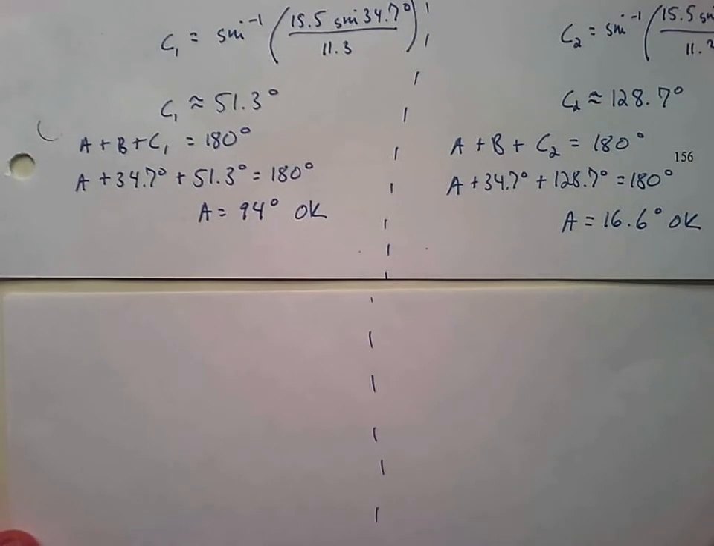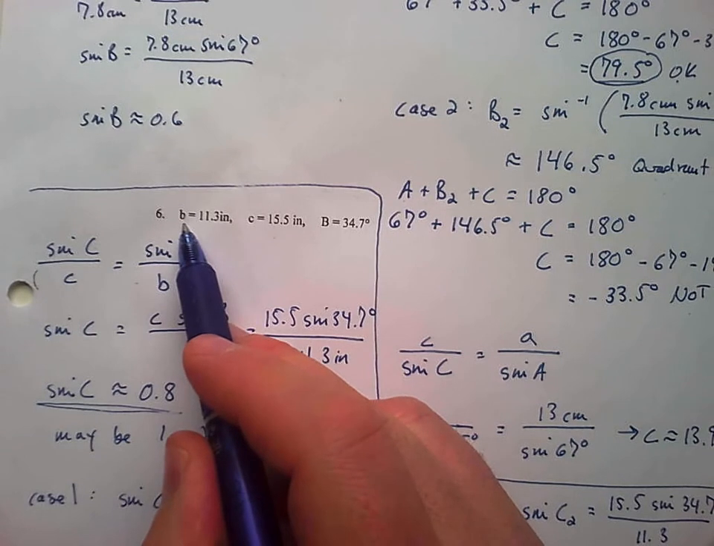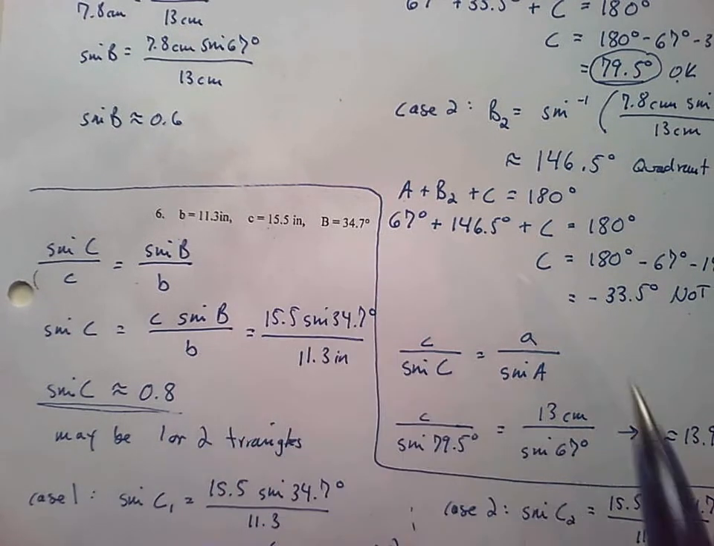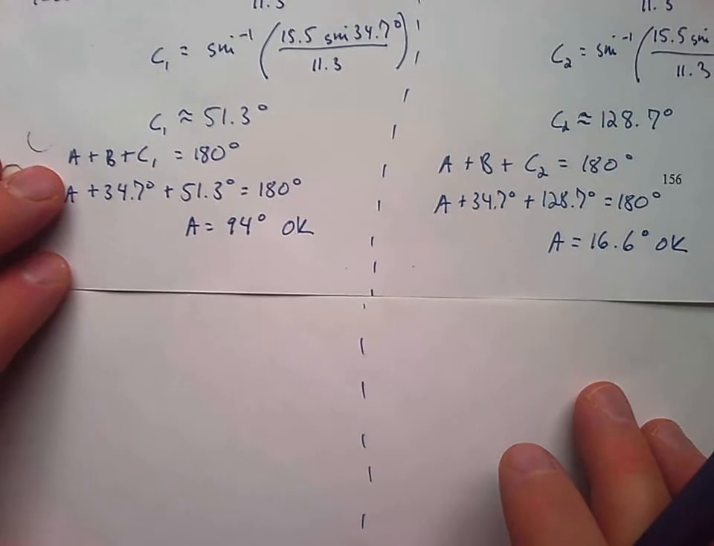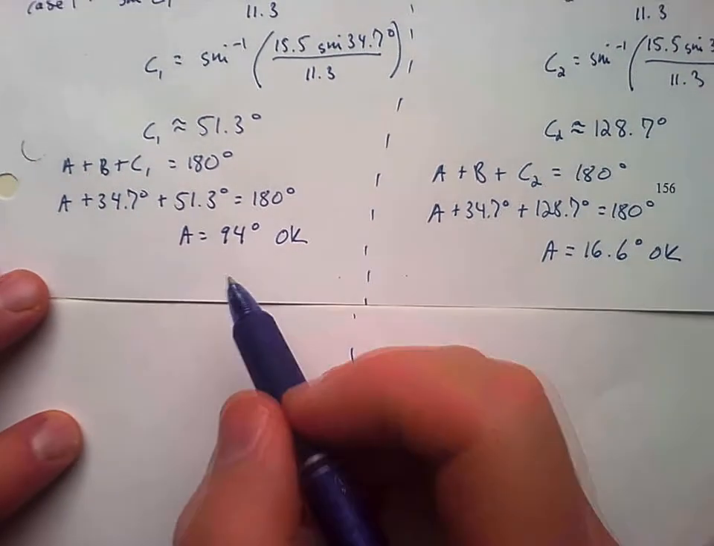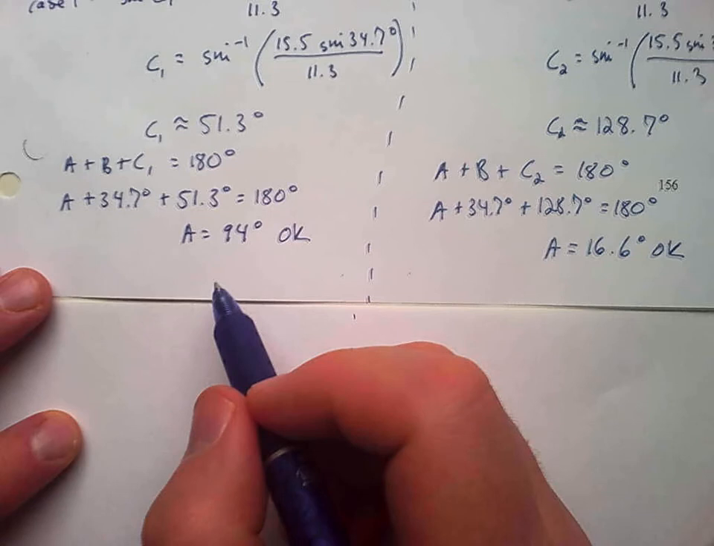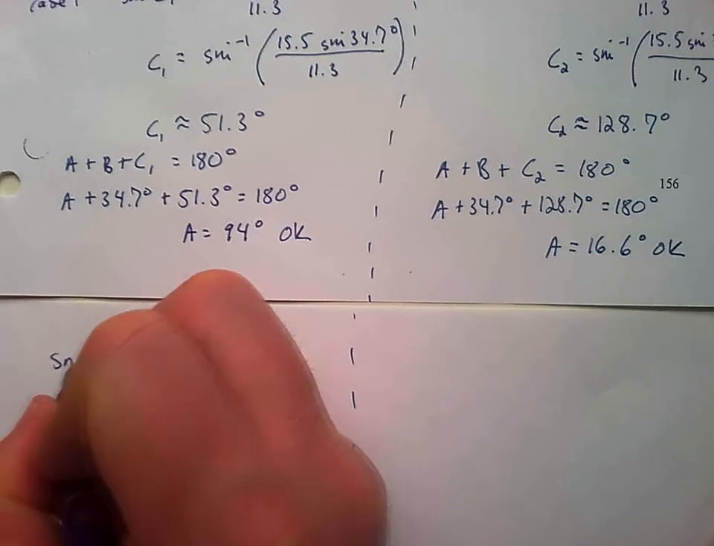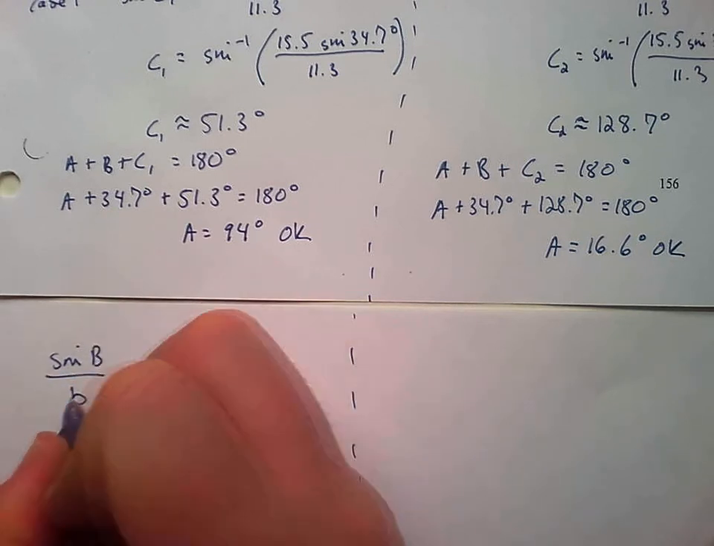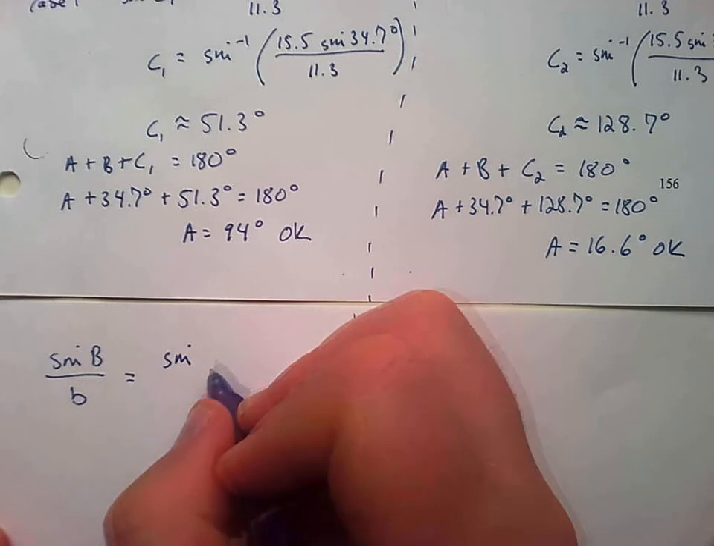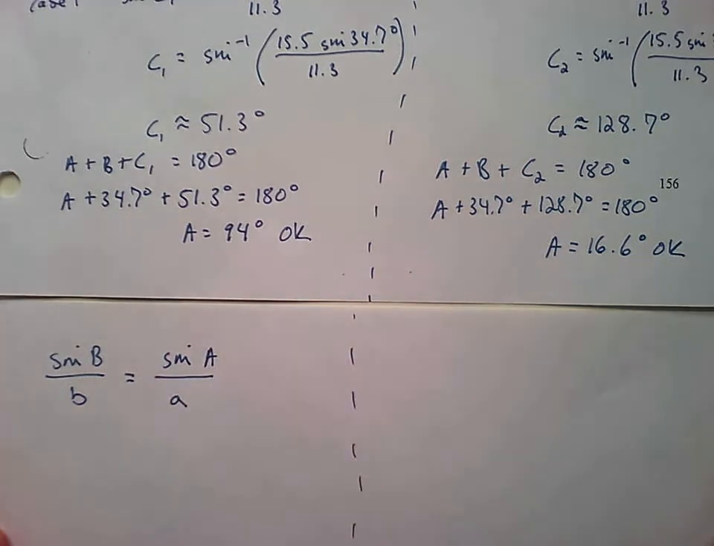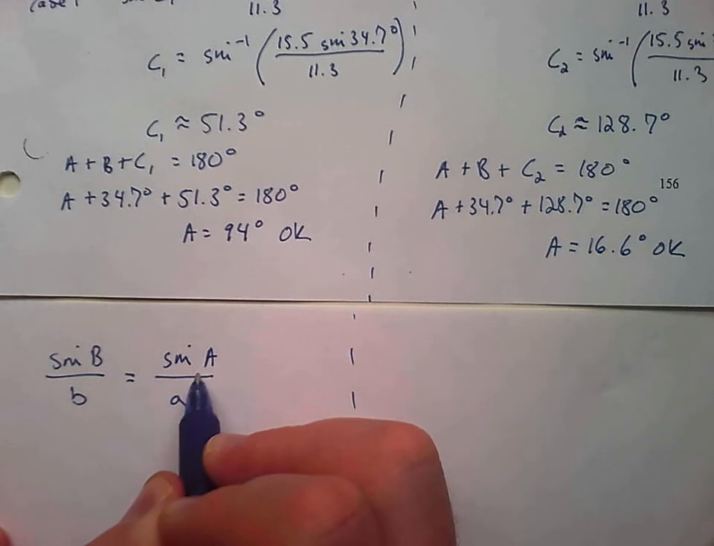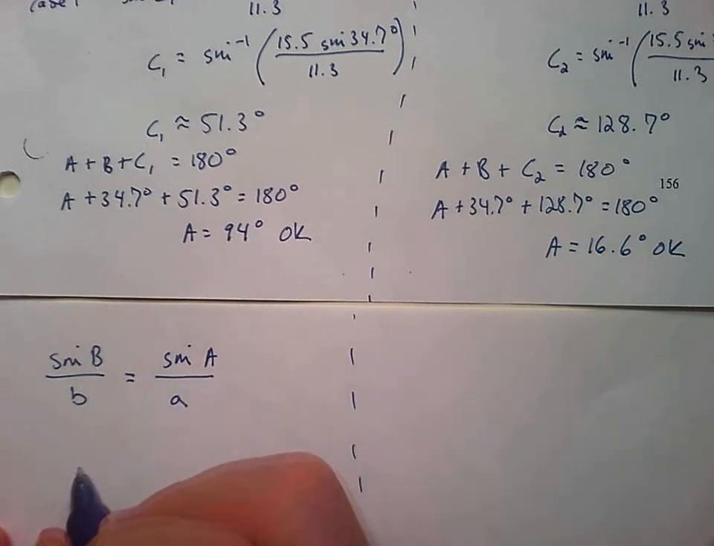In case number 1, what we can have now is we already know the sides of B, and we already know side C and angle B. So what we still need to do now is we can say, okay, if we have the sine of B over B, this now needs to be equal to the sine of A over A. We do not know side A, but we do know angle A, angle B, and side B.